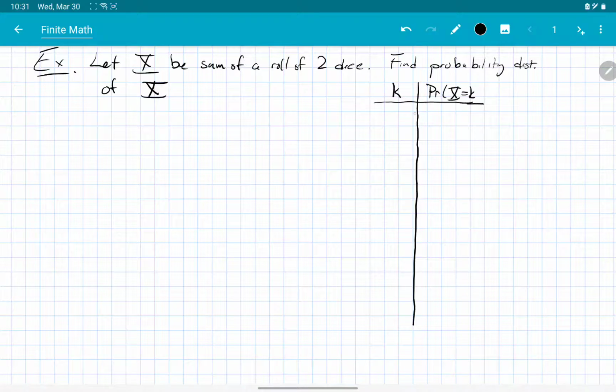And the possible sums for a roll of 2 dice are, of course, 2, 3, 4, 5, 6, 7, 8, 9, 10, 11, and 12. And now what we want to do is put a probability, of course, a number between 0 and 1, on the right-hand side for each of those numbers. And so we have to figure out what those numbers are. I think the best way to do this is to draw a table of the possible outcomes, as we've done before.